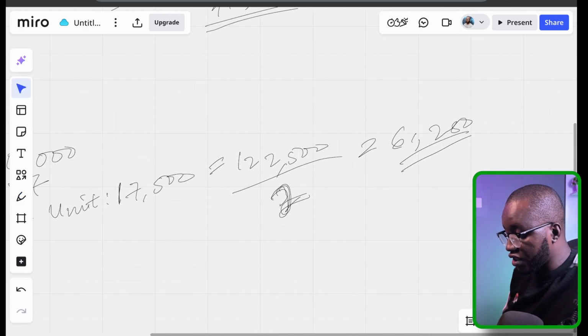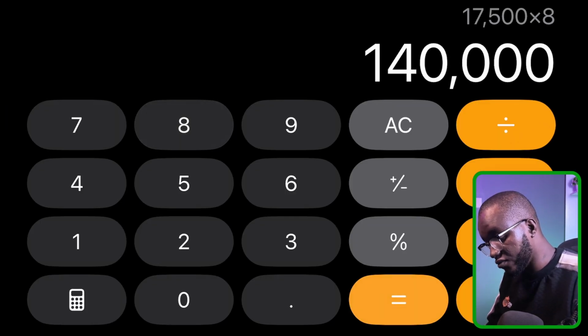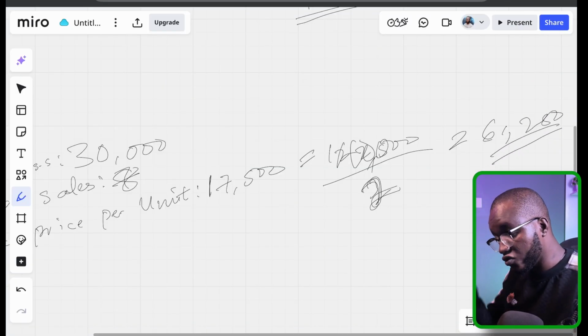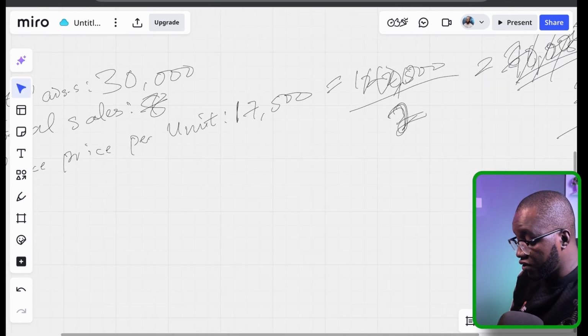Although I'm supposed to use 8 here so that we can divide it by 2. So let me redo my calculation. Times 8, we have 140k, divided by 2, so that is going to be 70k. So this is the expectation. Now this is the final result.